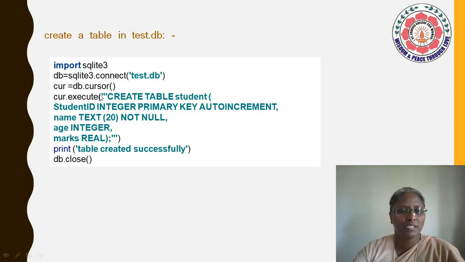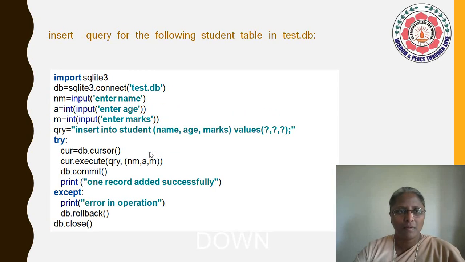Create a table in the test database. Import sqlite3, database equals sqlite3.connect of test database, cursor equals database.cursor, then cursor.execute, where we create the string that we need to execute. Create table students, we're creating the table with attributes: student id as an integer, which is going to be the primary key and auto increments; name, student name, text 20, and it's going to be not null; age integer, marks real. Print table created successfully, and db.close.